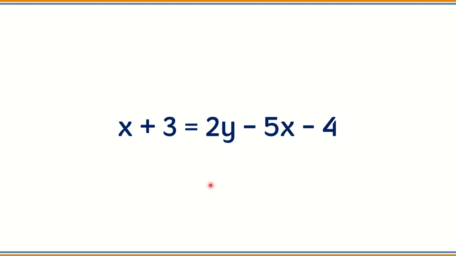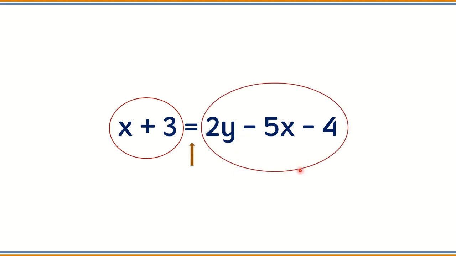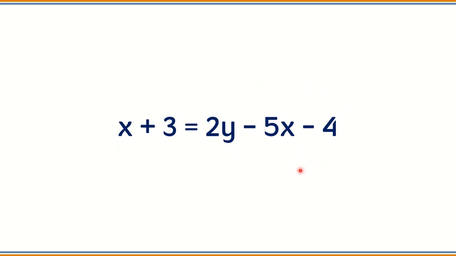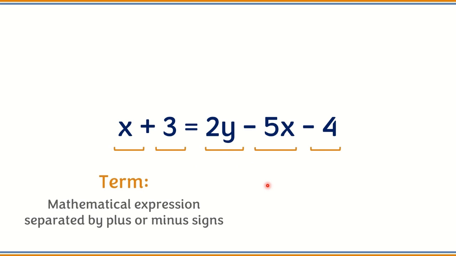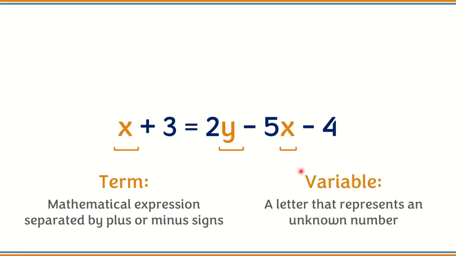This is an equation, a mathematical expression that is equal to another mathematical expression. A term is a mathematical expression separated by plus or minus sign. In this example, we have 2 terms on the left-hand side of the equation and 3 terms on the right-hand side of the equation. A variable is a letter that represents an unknown number.